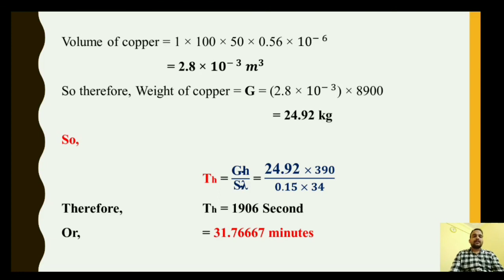Again converting that second quantity into minutes, that is equal to 31.76667 minutes. Okay, then let us conclude here.